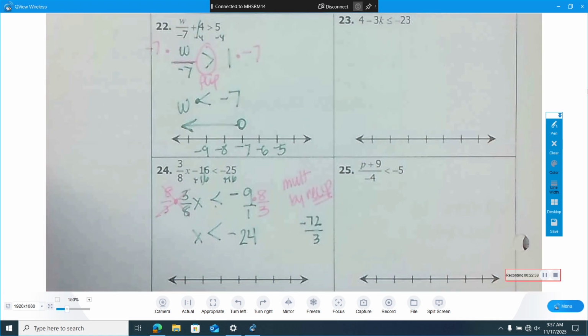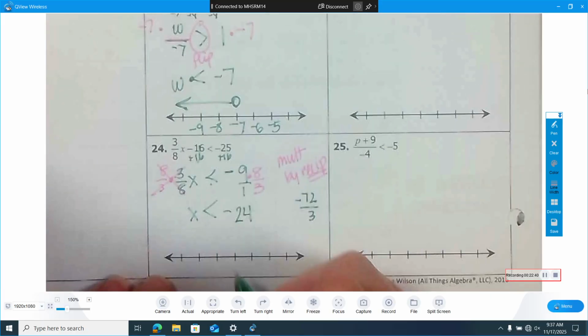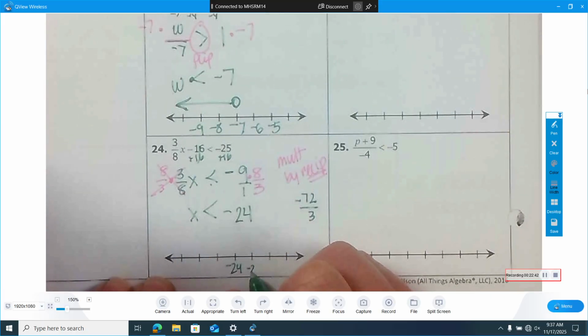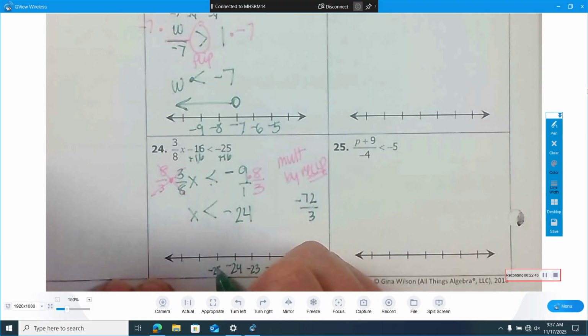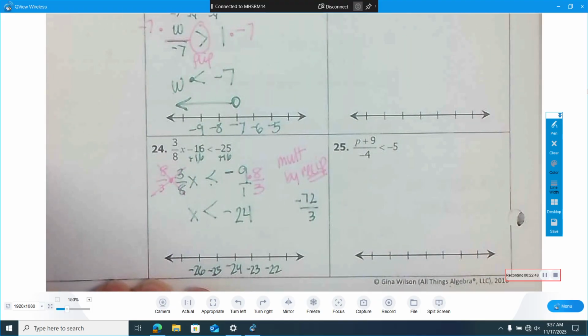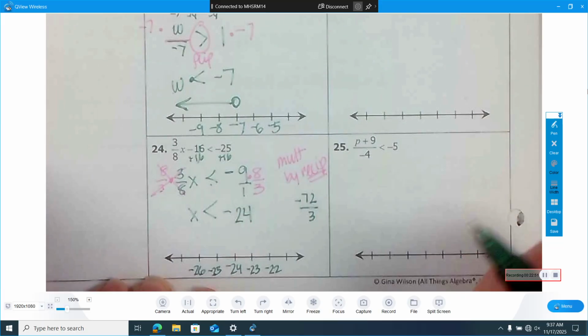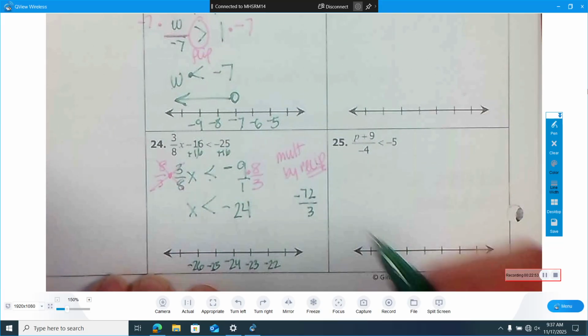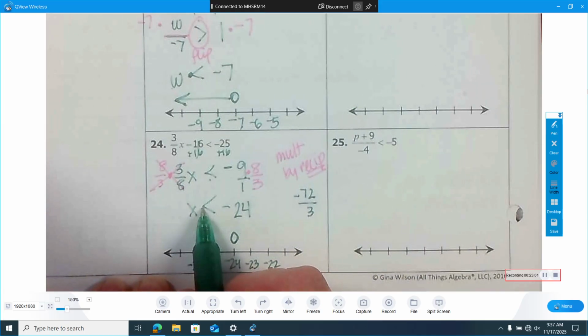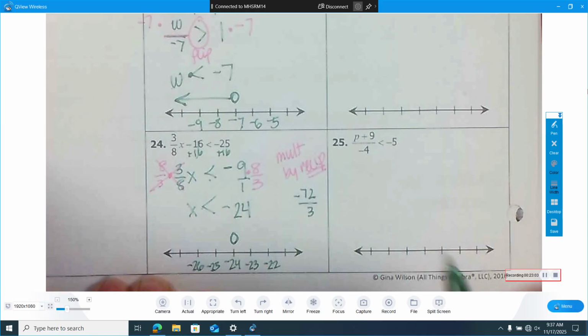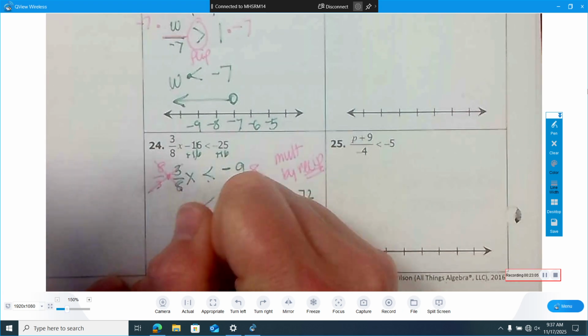Yeah, okay. All right, so I have a -24, -23, -22 to the right, -25, -26 to the left. Open or closed dot at -24? Open, because it doesn't have the equal to on it. And we want numbers littler than -24. Where are the littler numbers? To the left.